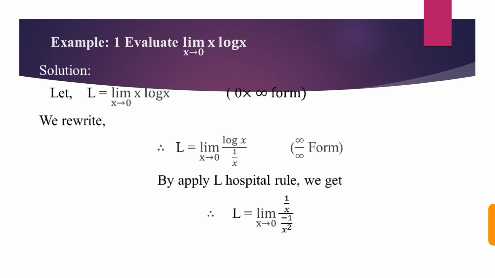However, we can turn this into a fraction if we rewrite L is equal to limit x tends to 0 log x upon 1 upon x. The function is the same, just rewritten, and the limit is now in the form of infinity by infinity, and we can apply here L'Hospital rule, and we'll get L is equal to limit x tends to 0 1 upon x, that means derivative of log x, divided by derivative of 1 upon x, that becomes minus 1 upon x square.